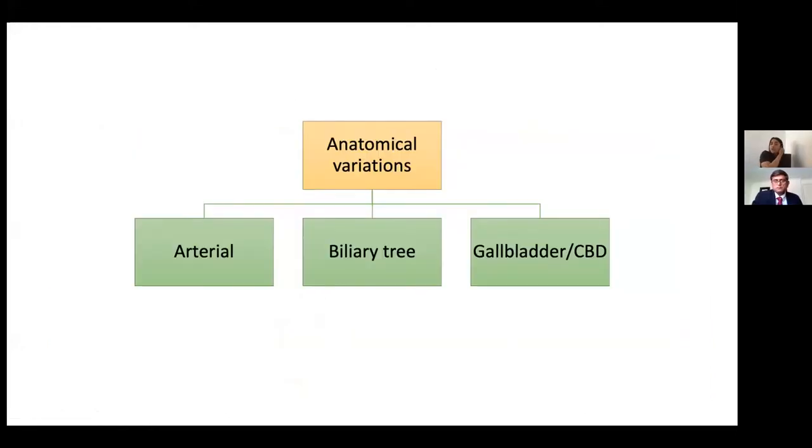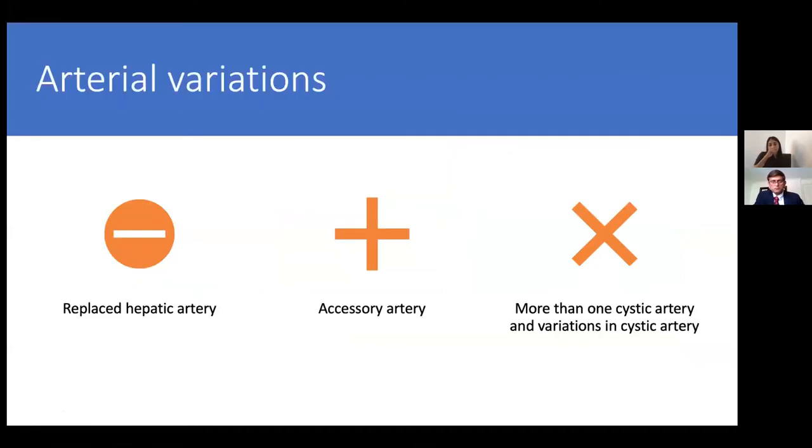Moving on to anatomical variations, there are numerous variations that are possible in this area. They can be classified into arterial, biliary, gallbladder, and CBD. I'm going to be focusing on the arterial and biliary tree simply because they're the most common variations and hence most relevant for this talk.